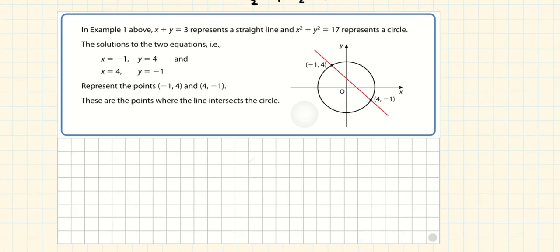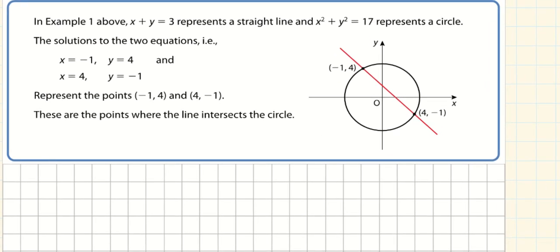Okay, and the reason it works is that it represents a straight line. So this is a straight line, and that's our red line here, and the other bit is a circle. So when you put them in and you get your two answers, these are the 2 points of intersection there. So that's how those things work out.